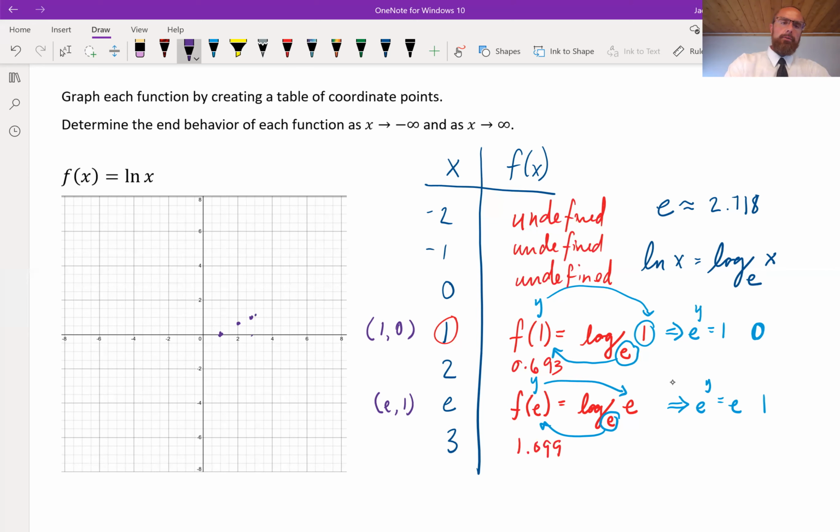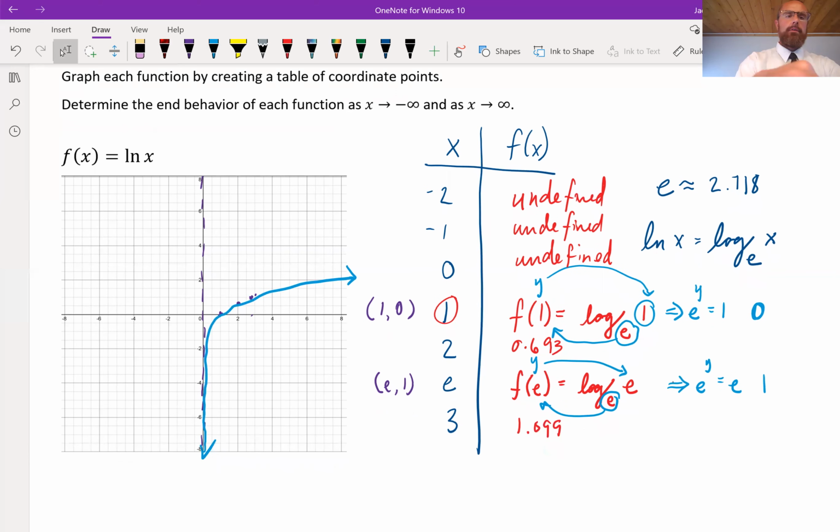We saw from the graph that we generated on Desmos that there was a vertical asymptote on the y-axis. So when I go to plot this function, it starts to the right of the y-axis, and as it gets higher above the x-axis, it veers off to the right. And that is the graph for natural log of x. This is the natural logarithm of x.